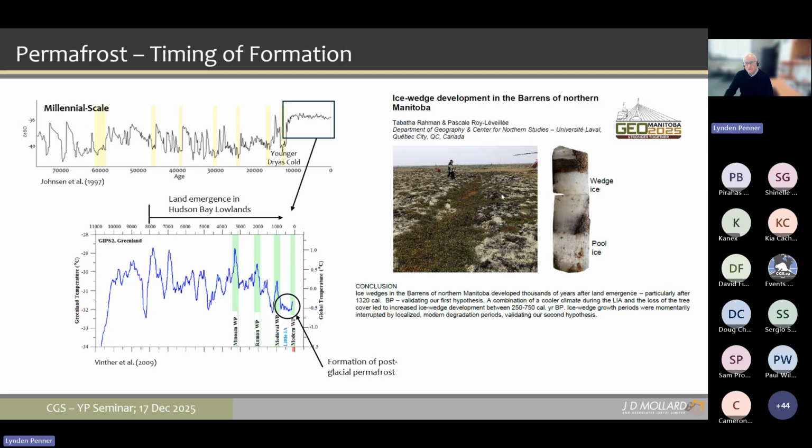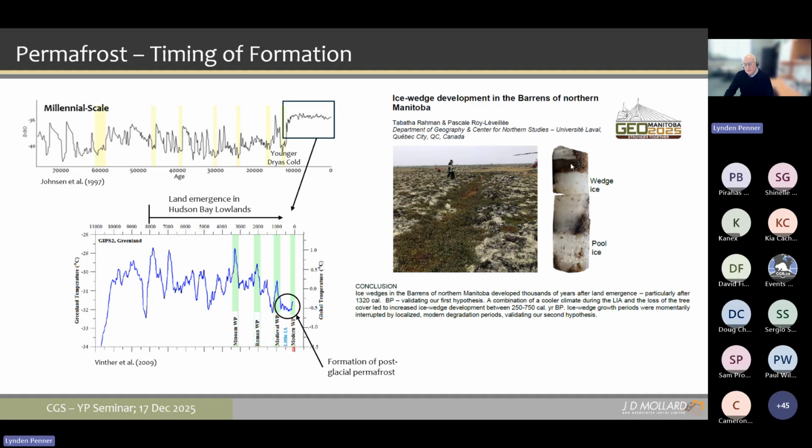What caught my interest was a paper by Tabitha Raman and Pascal Roy-Lavalle recently, looking at dating ice within ice wedge polygons in the Churchill Basin, the Barrens of northern Manitoba.